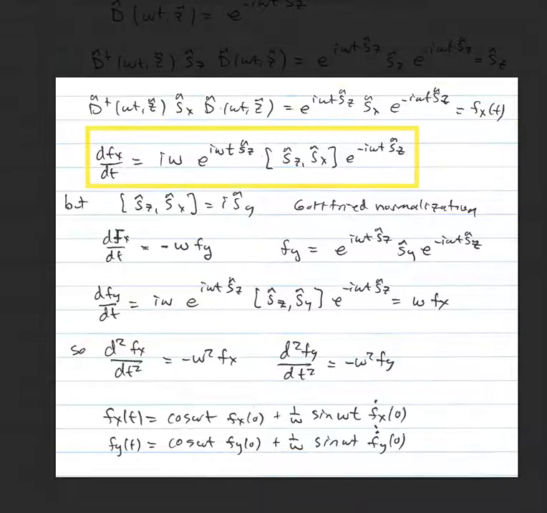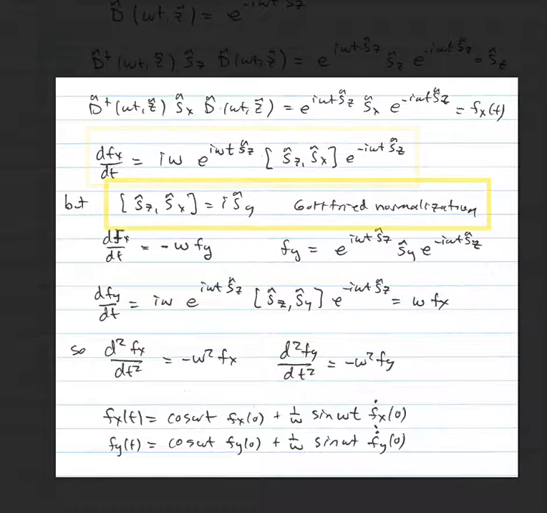The thing that's interesting is because this has a time dependence to it, I can take a derivative with respect to that time. And when I do that, I pull down an i omega, because this is the coefficient that's appearing in the exponent. I'll get the e to the i omega t sz, and then you see I'll get a commutator of the sz with the sx, and then I'll get the e to the minus i omega t sz on the other side. But remember, the commutator of sz with sx is i sy.